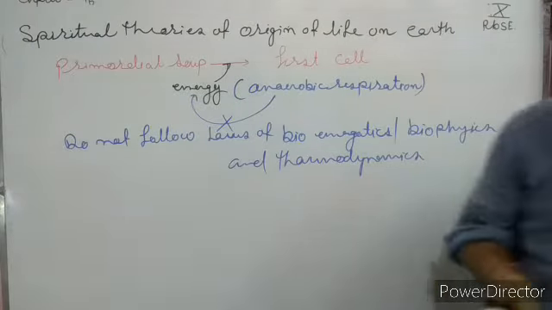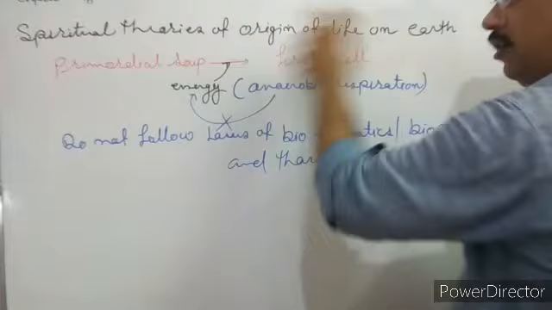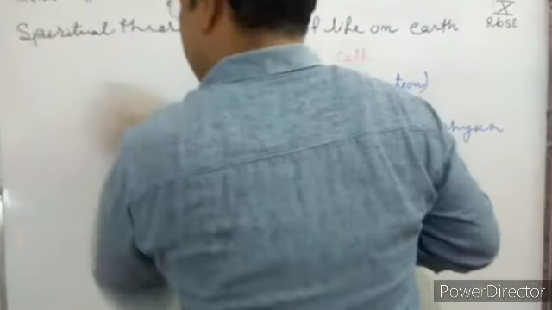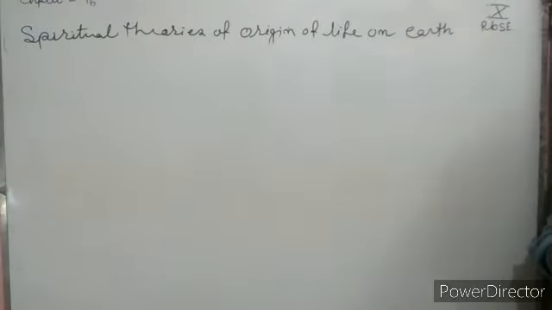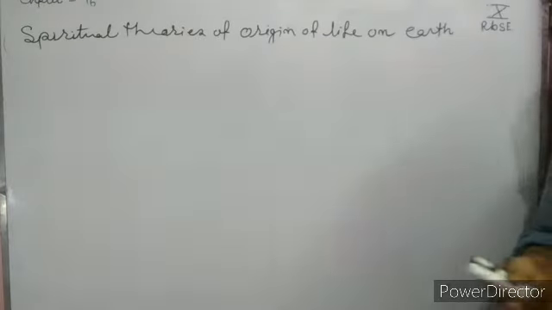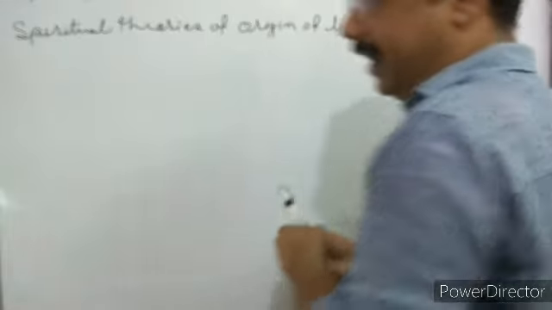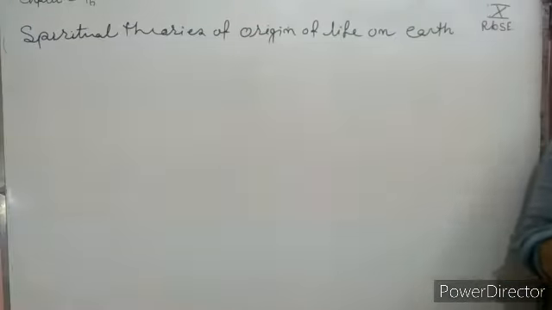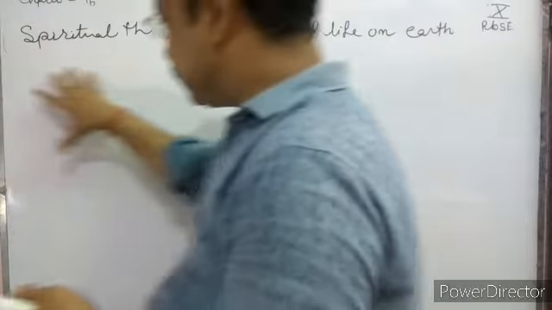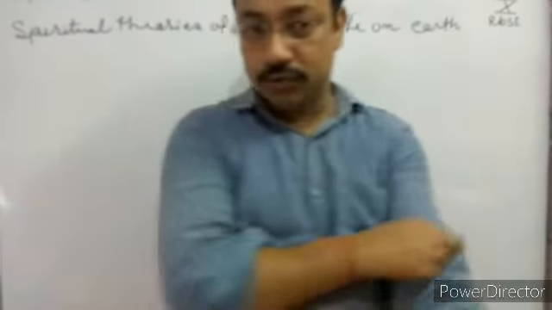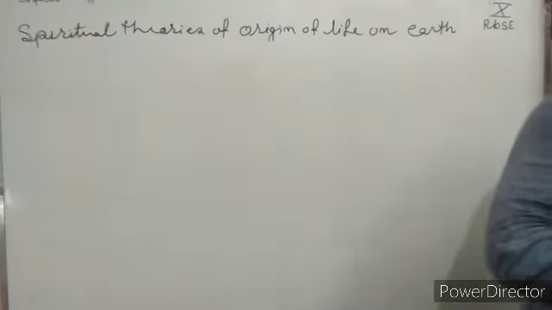Got it? The second objection to Oparin's concept was about oxygen. According to the Oparin model, the oxygen was totally consumed and a reducing atmosphere was formed. And in the reducing atmosphere, these complex molecules of the primordial soup combined and made the first cell.